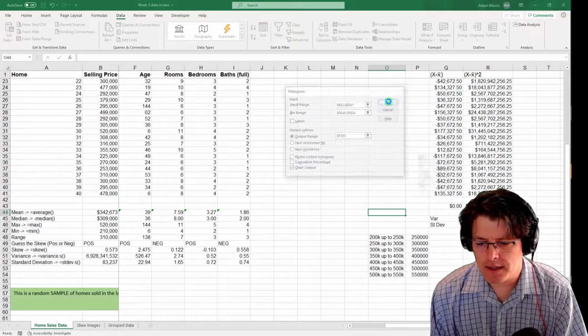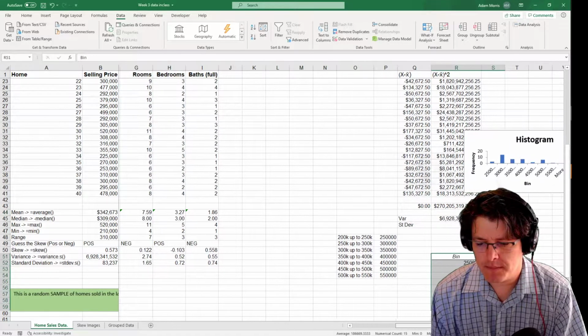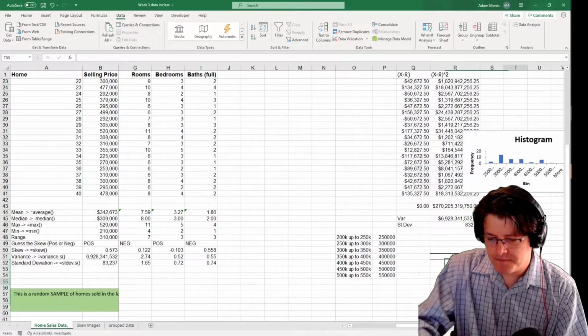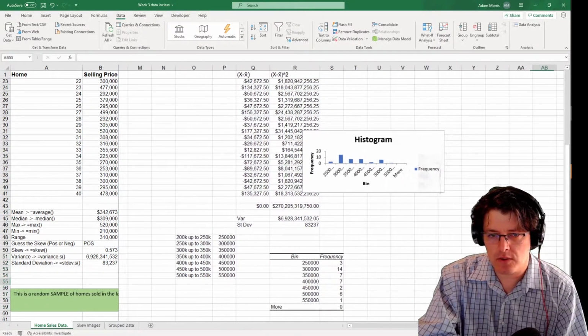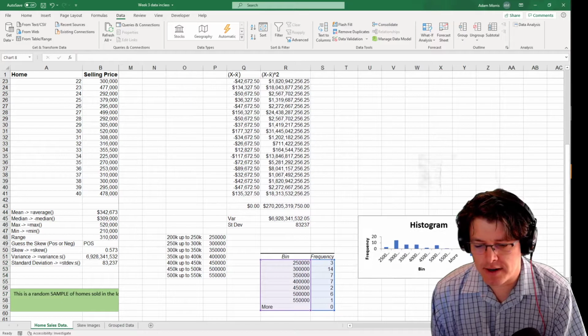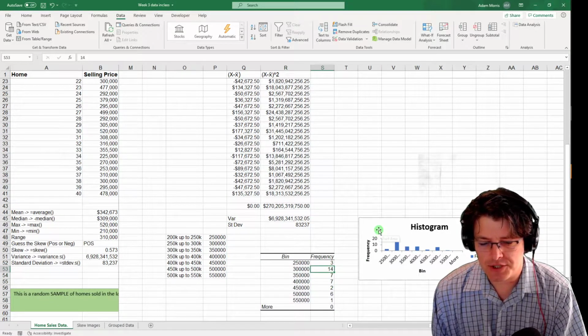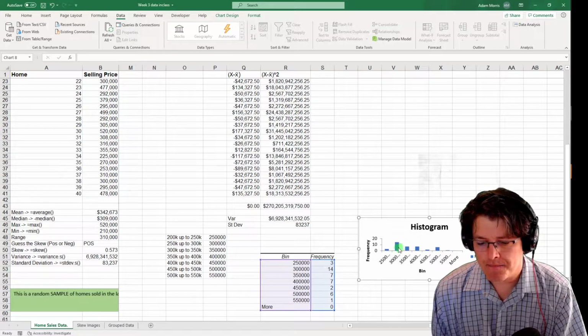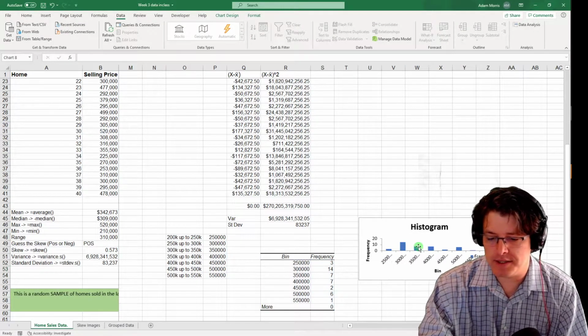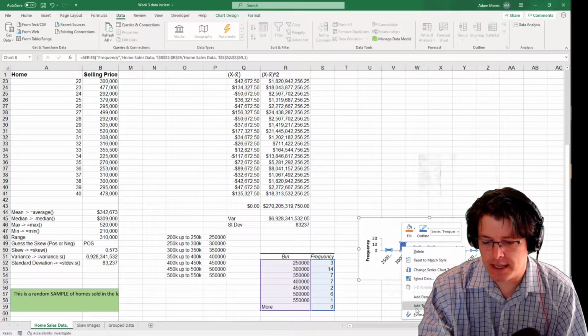Okay, and when I click OK, hopefully it pops up here. And in fact, let me just scroll over. Okay, so we get our histogram. We also get our binned data here. So it's done much of the work for us, and so we can start displaying the data.